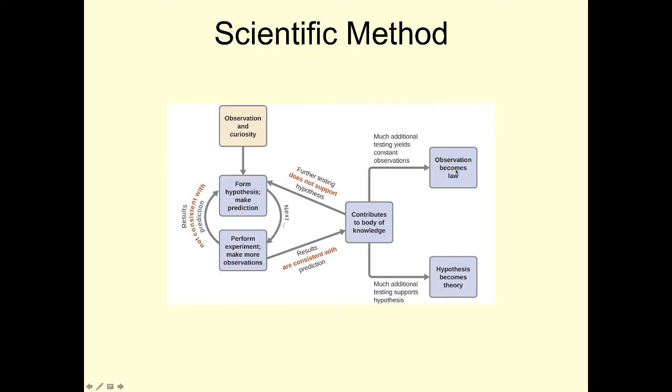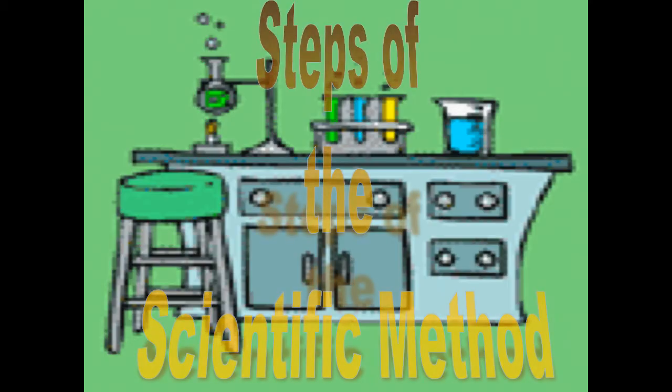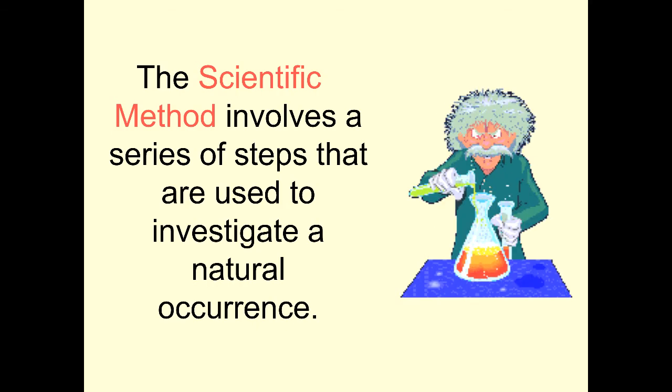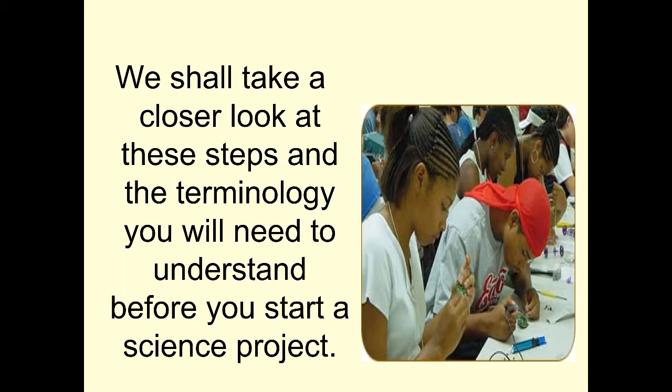So I want to now go through these steps of the scientific method in more detail in order to help you understand how one goes about performing this process. So here are the steps of the scientific method. The scientific method involves a series of steps that are used to investigate a natural occurrence. We will look closely at these steps and the terminology you'll need to understand before you start a project in science. And you at this level may end up doing a science project for the science fair this year.